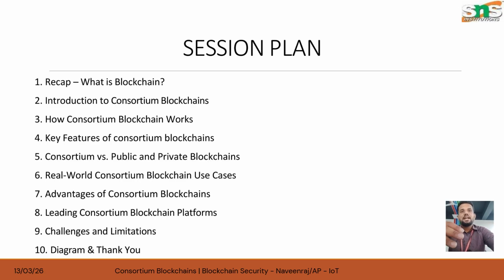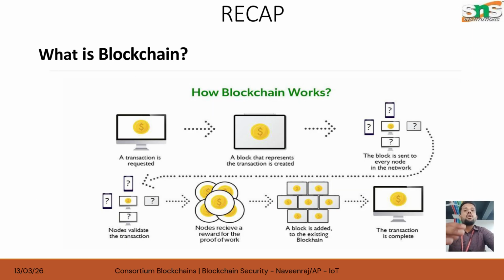It combines decentralization like public blockchain, control and privacy like private blockchains. Hence, it is often called a hybrid blockchain model. This Consortium blockchain is also called a hybrid blockchain model. Okay, so let's discuss the architecture in detail.